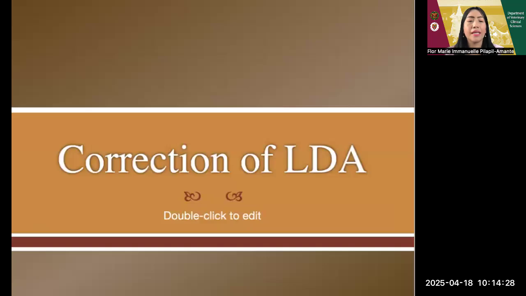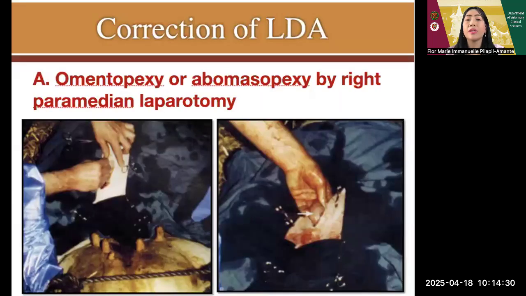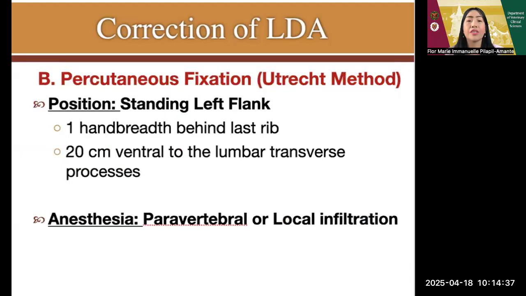To correct LDA, we can do the right paramedian omentopexy or abomasopexy, which involves a laparotomy. Another surgical way is the Utrecht method, where the cattle will be in a standing position and incised in the left flank. The landmarks are the last rib and the transverse processes of the lumbar vertebrae. In giving the anesthesia, you would have the same landmarks in doing the inverted L and paravertebral regional nerve blocks. So those are the two approaches that you can do.